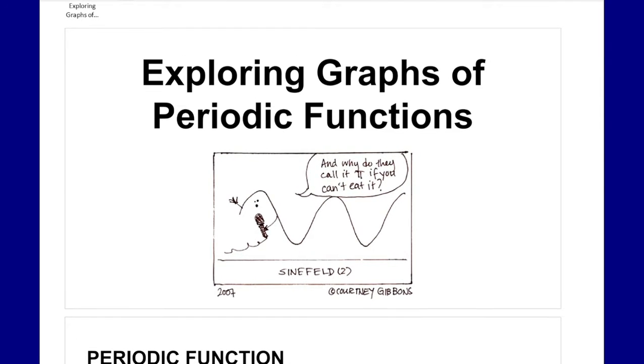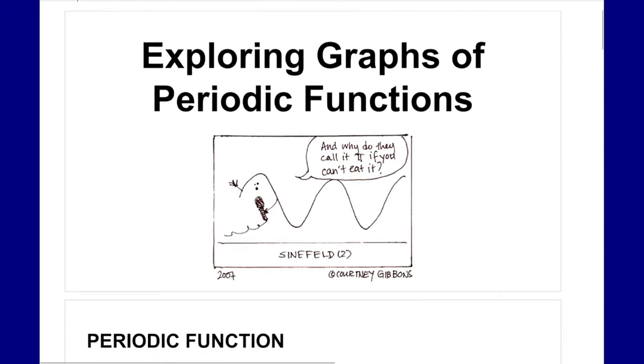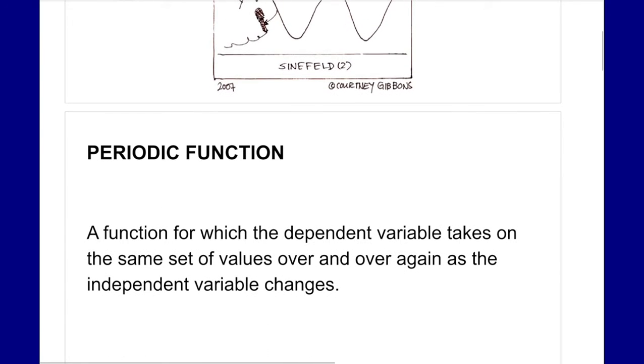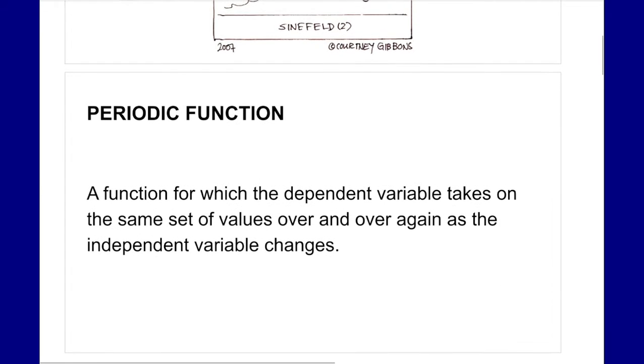Now, we did cover this a little bit when we looked at our investigation into the Ferris wheels, but now we're going to look at some more characteristics and really clarify some of the terminology. So, periodic function, by definition, a function for which the dependent variable takes on the same set of values over and over again as the independent variable changes. So again, that's key. This last part here, dependent variable, takes on the same set of values over and over again as the independent variable changes.